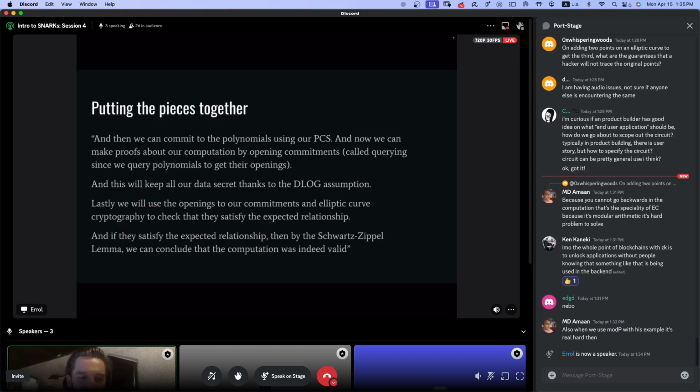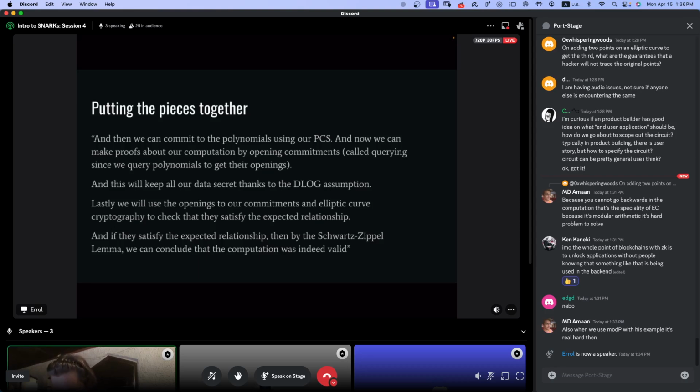And the purpose of that is so that we lock in the computation. Once we say we finished the computation, we want to make sure the prover can't change it again. Because of course, if they could, then they might be able to break the system. So that's called opening a commitment, and we query the polynomials to get their openings.